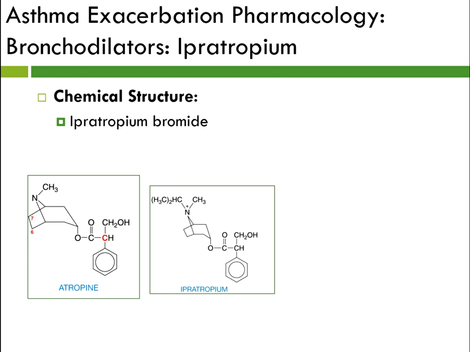So atropine is where we get the ipratropium from. More or less, this is kind of like your belladonna alkaloid, which is basically where you get your atropine from, and then we have your ipratropium, which is kind of like a synthetic form.